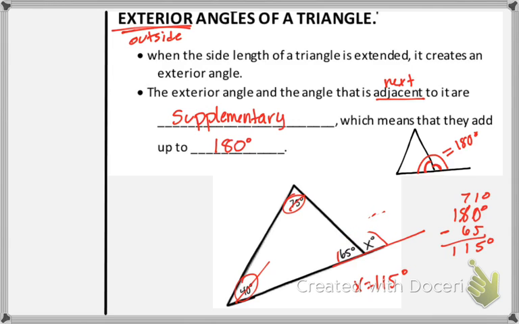Okay, and we can even write it like that. So this angle is 115 degrees. And you can always check it by doing 115 plus 65. It should give you 180.